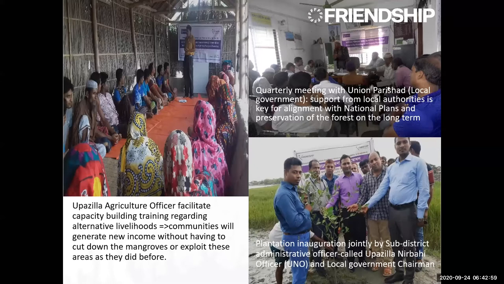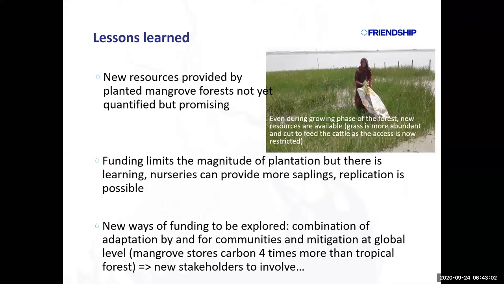The lessons we learned, this is interesting: the new resources provided by the planted mangrove forest are yet to be quantified but promising. One example, I know the cattle and goats now find it difficult to enter the grazing land. So people can take grass from the plantation area, which is abundant, for their cattle. And funding limits the magnitude of plantation, but there is a learning: nurseries can provide more saplings, replication is possible. Friendship has the largest non-government level nursery in the country.